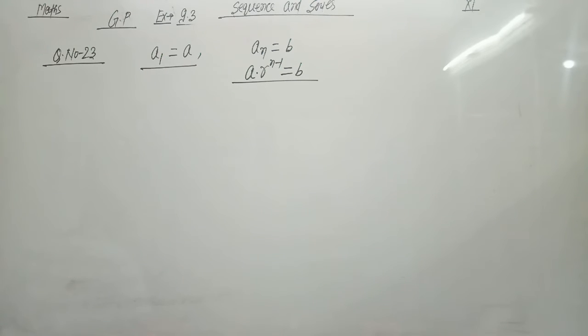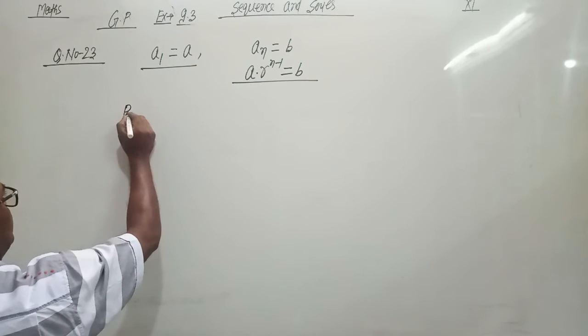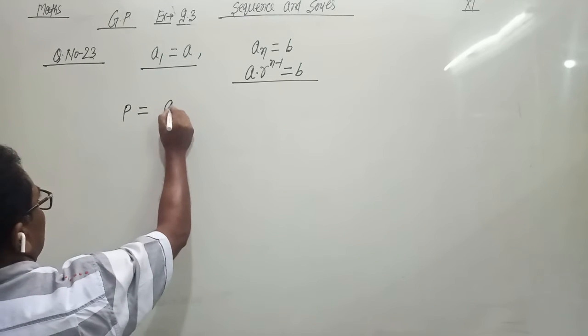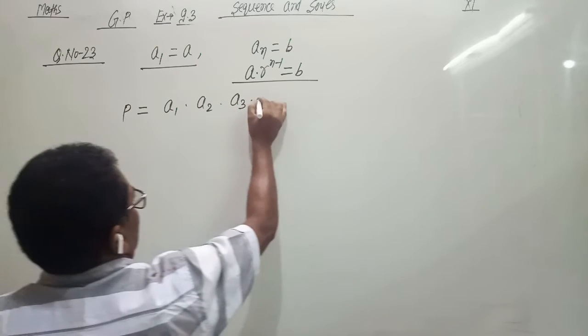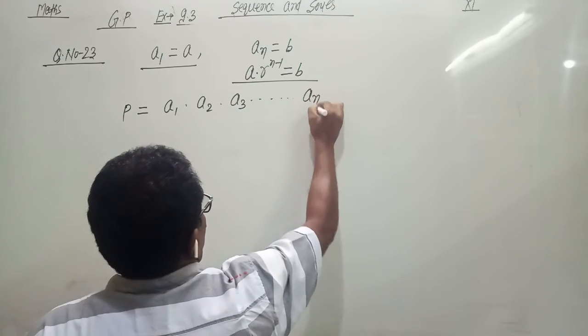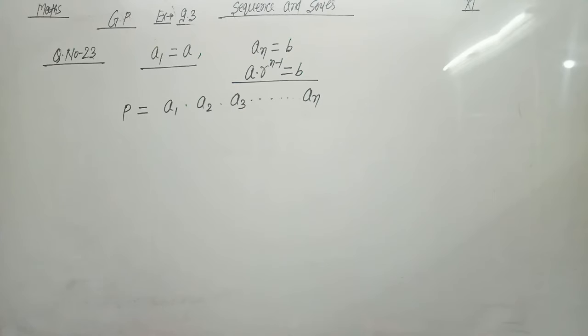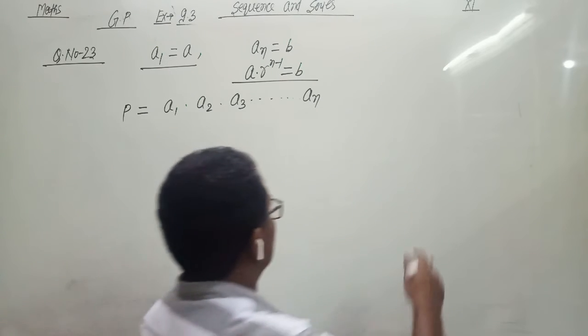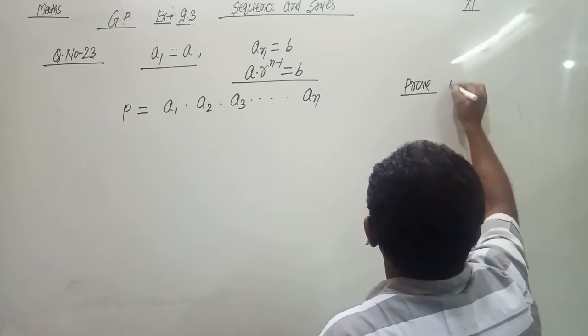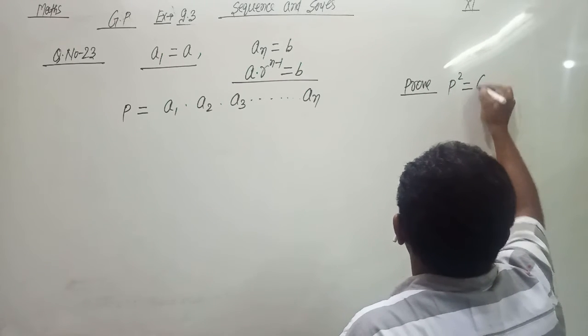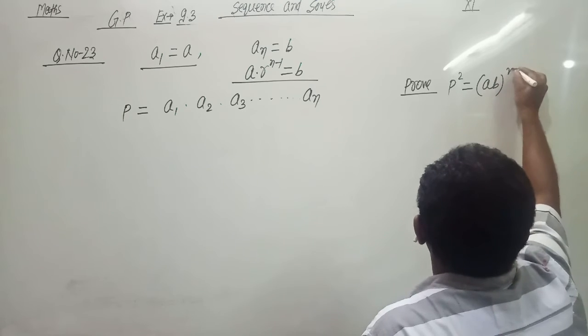And P is the product of n terms: A1 into A2 into A3 up to An. Then prove that P square equals (a into b) raised to the power n.